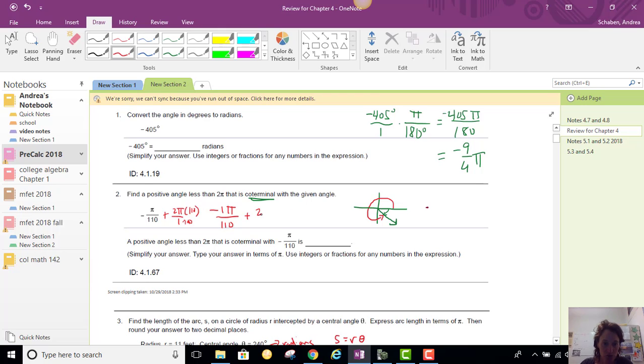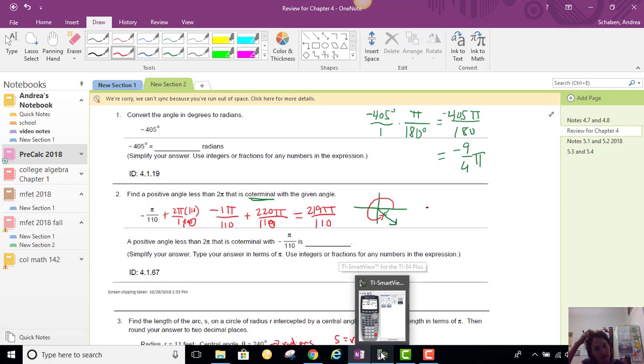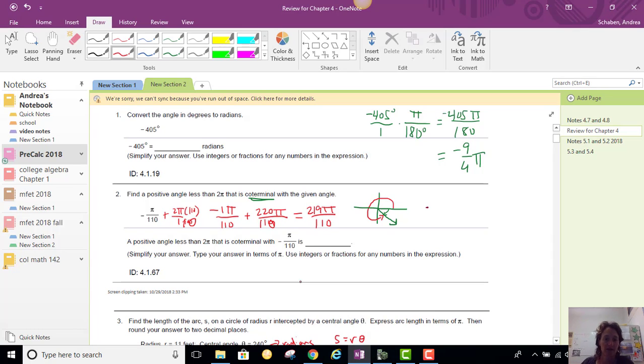So that's 220 pi over 110. My 110s aren't looking so good there, sorry. And so when I add those together, I get 219 pi over 110. You can try to reduce that. It's not reducible. And there is your coterminal angle that is less than 2 pi.